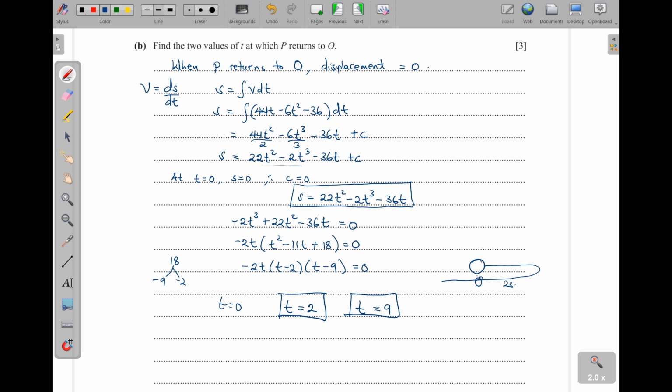Then it goes, and maybe it comes back after 9 seconds. When they have elapsed, it is back here. So that is what we are having there. We are not going to write t equals 0, because they said when it returns. So those are the two values, t equals 2 and t equals 9.